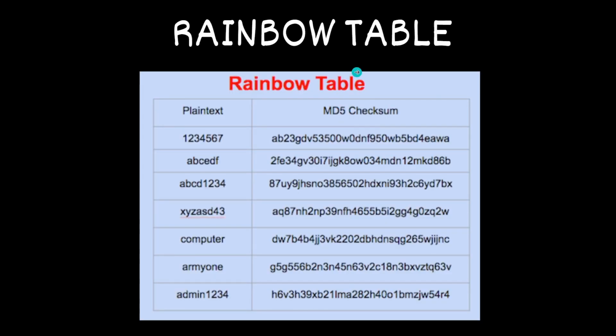This method is more efficient than a brute force attack. The next thing is the rainbow table. This is a table which is pre-computed with hash values for a large number of possible passwords. So this is a plain text, and this is the hash value of this plain text. We will talk about rainbow tables in another video.